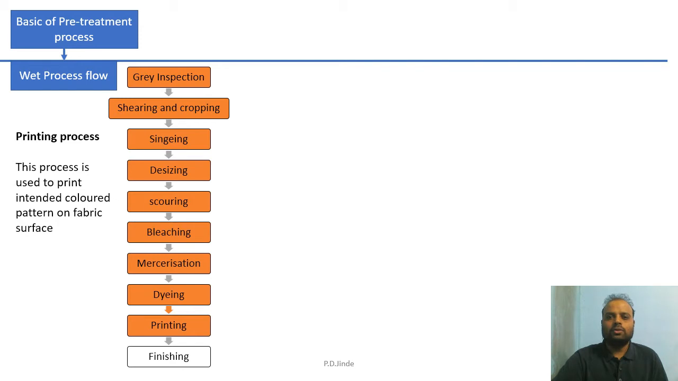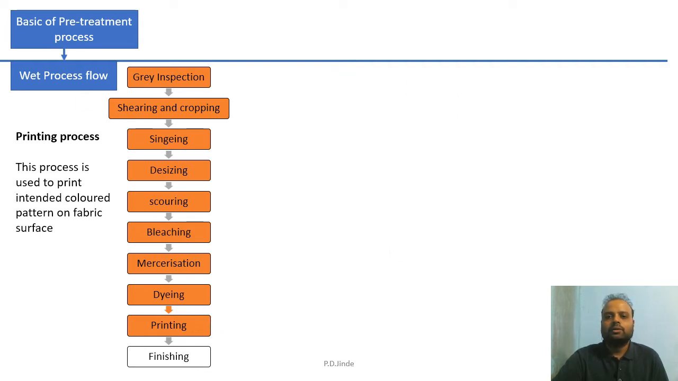The next logical process after dyeing is printing. Sometimes after mercerization, there is a direct way to printing, skipping the dyeing process. So this route is also possible, direct mercerization to printing or dyeing to printing. In both ways we can process the fabric and print the fabric accordingly.